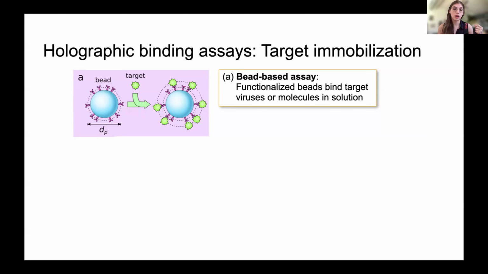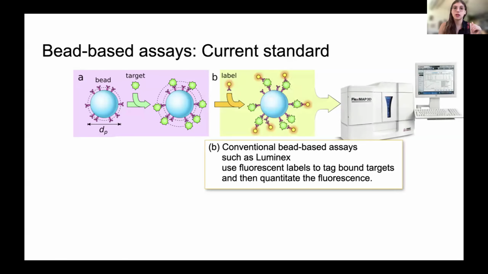And so then you put those probe beads into a suspension, and if the target molecules are present, they'll bind to the surface. The conventional technique for doing this would then include an extra step, which involves fluorescent labeling. You add your fluorescent labels to the sample, and then you send that into a machine that can quantify the fluorescence. And if the bead fluoresces, then you know that the target molecules are present.